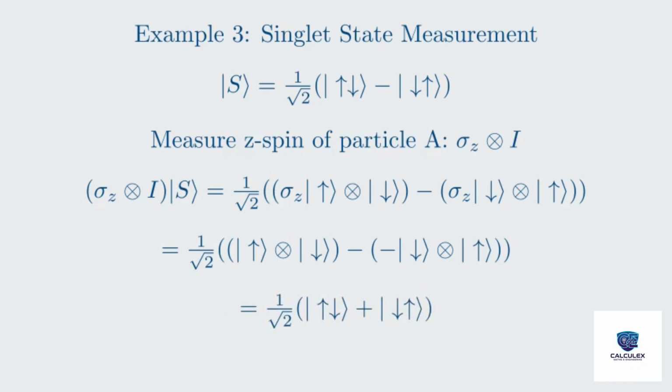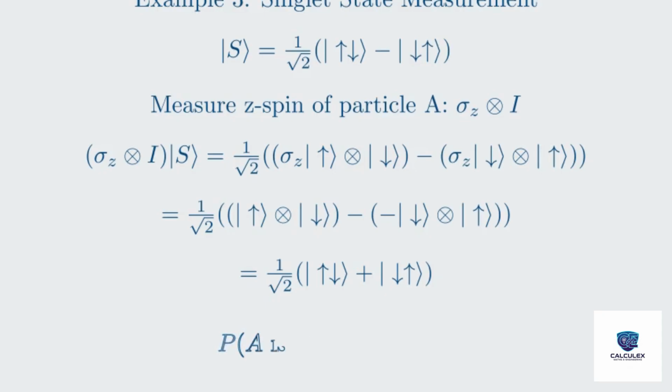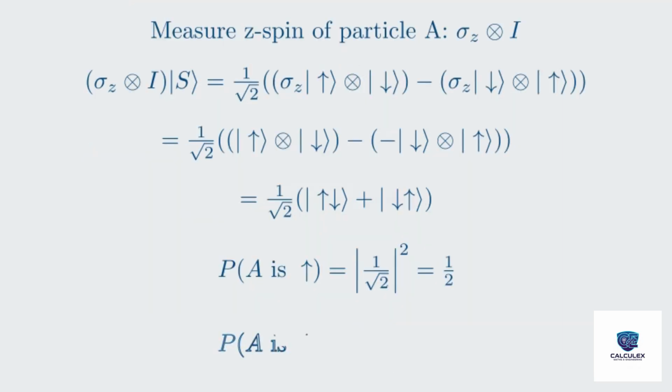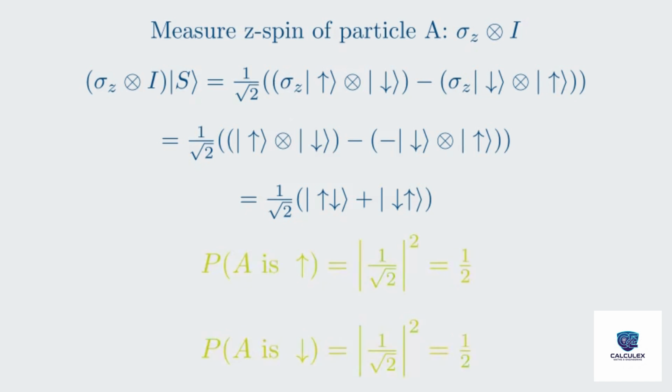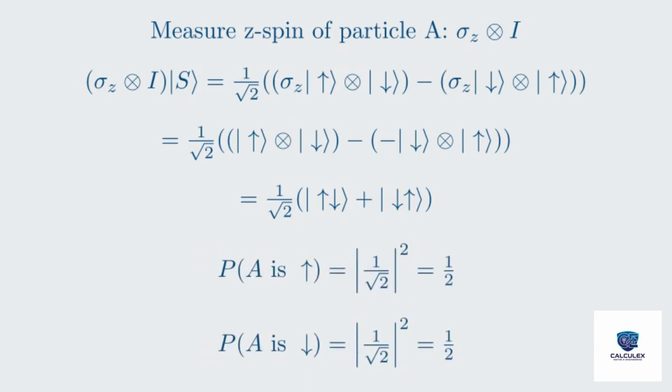Now let's look at the probability of getting each outcome. The possible outcomes are z-spin up for A, corresponding to the state |01⟩, or z-spin down for A, corresponding to the state |10⟩. The probability of measuring spin up for A is the squared magnitude of the coefficient of the |01⟩ term, which is 1/2. Similarly, the probability of measuring spin down for A is the squared magnitude of the coefficient of the |10⟩ term, which is also 1/2. The result for particle A is random with a 50-50 chance.